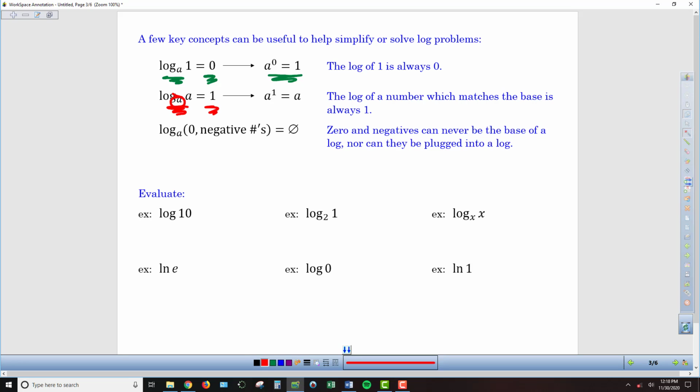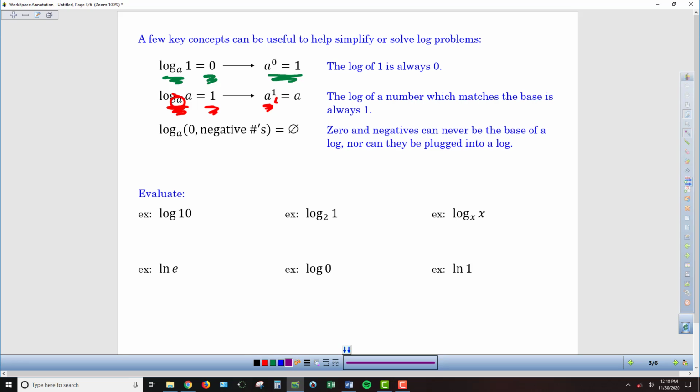The base of my logarithm becomes the base of my exponential. A logarithm is an exponent, so the output of my logarithm becomes the exponent. Well, if I raise a number to the first power, I always get that exact same number. So therefore, a to the first equals a, so that means log base a of a equals 1.